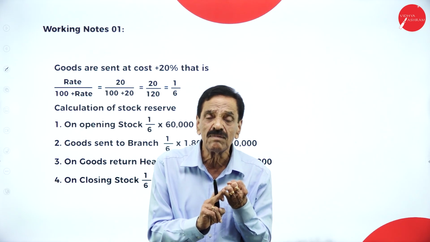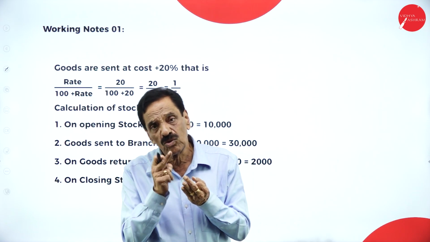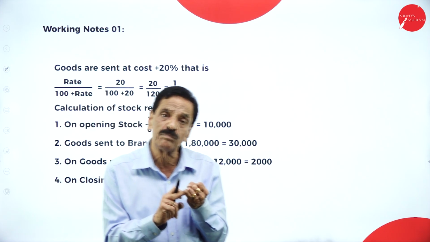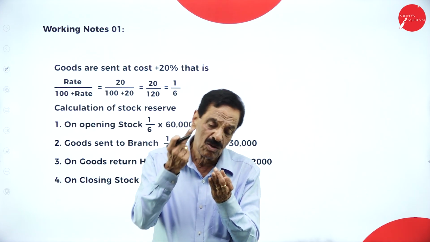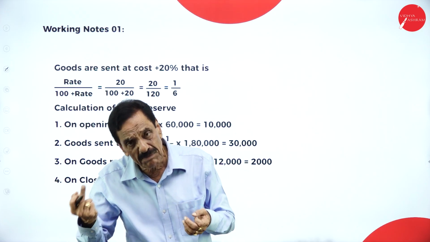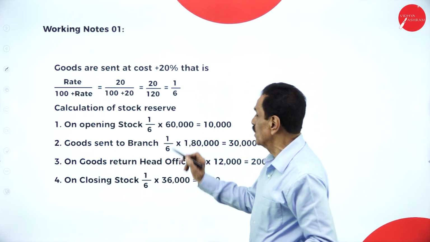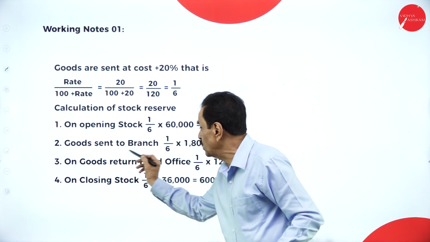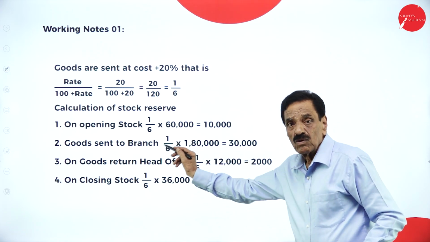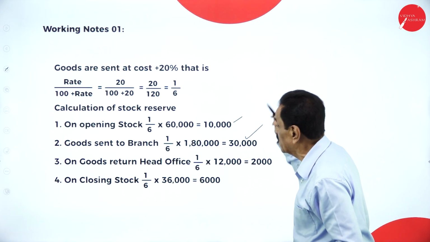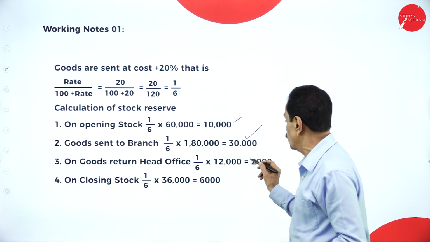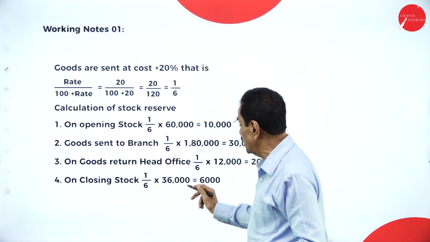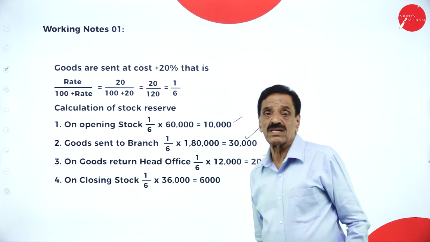One opening stock, one closing stock, one goods sent to branch, one goods returned by the branch. So what's your opening stock here? 60,000. 1 by 6 of 60,000 is 10,000. Goods sent to branch is 1,80,000. 1 by 6 of 1,80,000 is 30,000. Goods returned to head office is 12,000. 1 by 6 of 12,000 is 2,000. Closing stock is 36,000. 1 by 6 of 36,000 is 6,000.